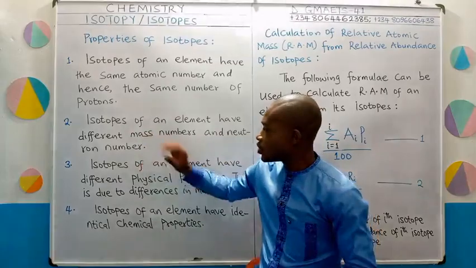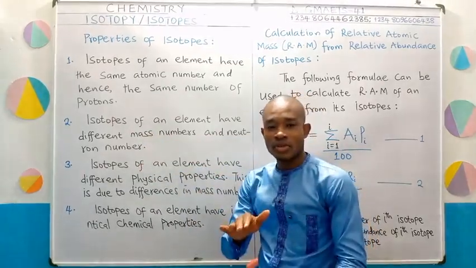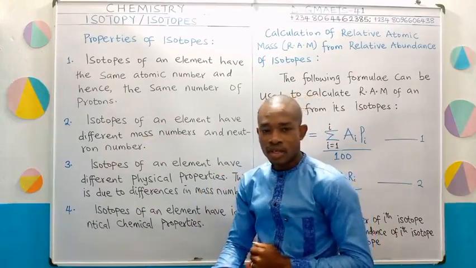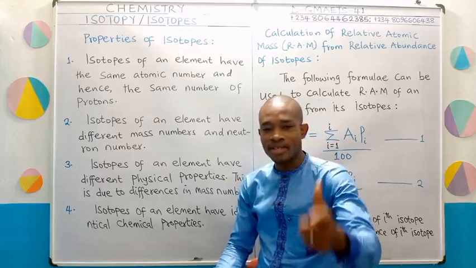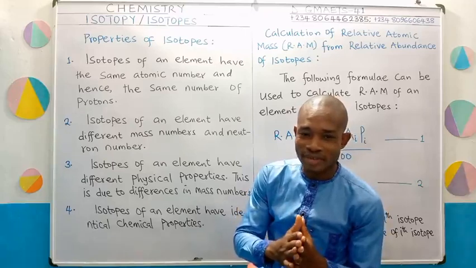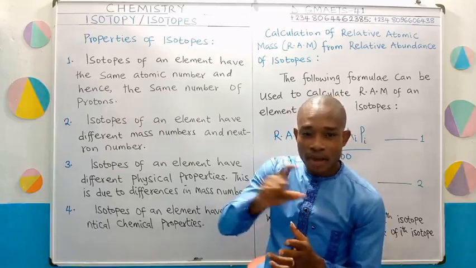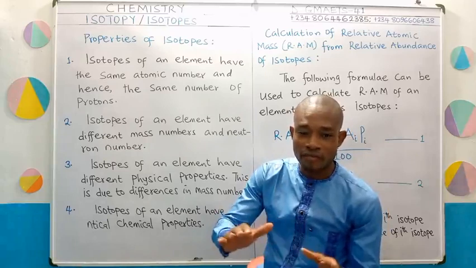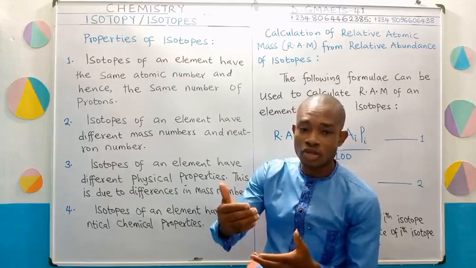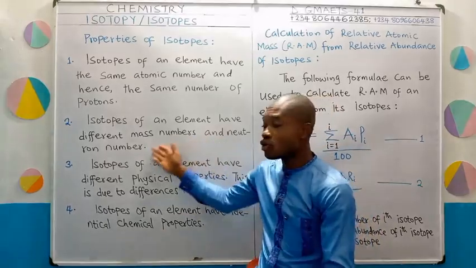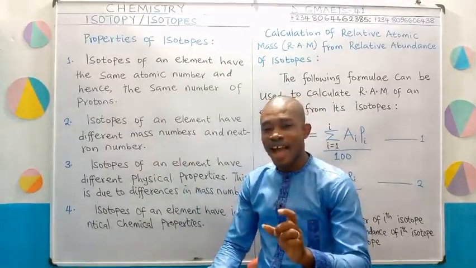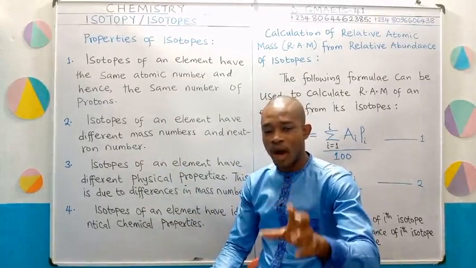Another property of isotopes is that their mass numbers are different. That we already mentioned when we defined isotopy. So isotopes have different mass numbers. You would recall when I told you what is responsible for the differences in the mass number. I told you it is because the number of neutrons of isotopes are different. So saying that they have different mass numbers also goes to mean that their neutron numbers are also what? Different.